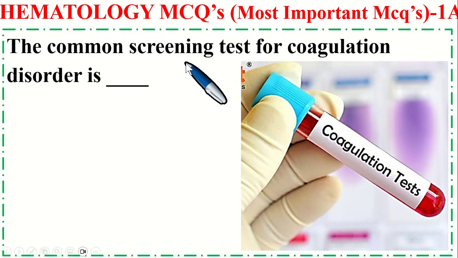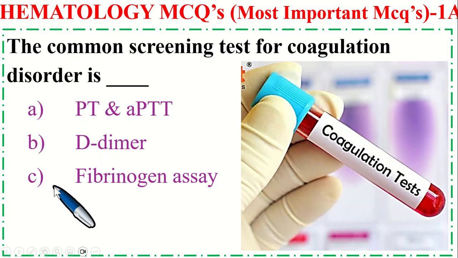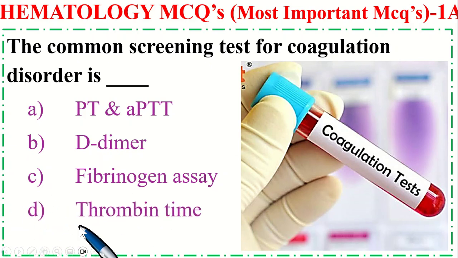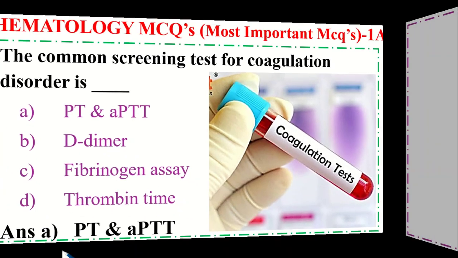The common screening test for coagulation disorder is: option A, PT and APTT; B, D-dimer; C, fibrinogen assay; and option D, thrombin time. So the correct option is A, PT and APTT.